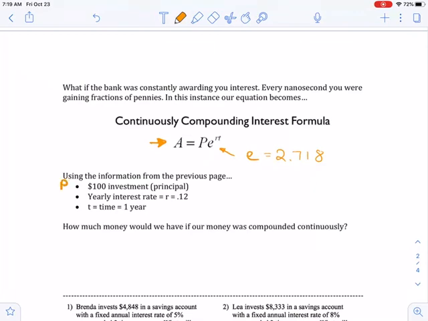So here, if I label what my variables are, they've given me a P saying, hey, this is the amount that I'm investing. They've given me R, which was my interest rate, and they've given me a T in this case. So if I match the variables to this, I get 100e to the 0.12, and then just because we're already doing a specific example of time being 1 year, I'm going to plug in that time. And let's see what we get if I was doing this continuously.